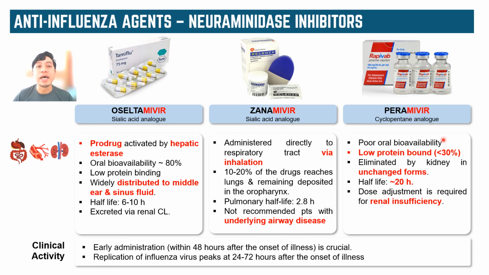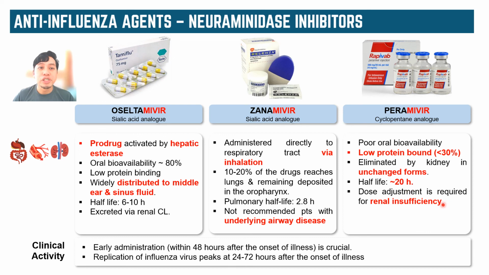Peramivir is a cyclopentane analog that has activity against both influenza A and influenza B viruses, and less than 30% of the drug is protein bound. Peramivir is eliminated via the kidney in unchanged form. Dose adjustment is required for renal insufficiency, with an elimination half-life following IV administration of about 20 hours.